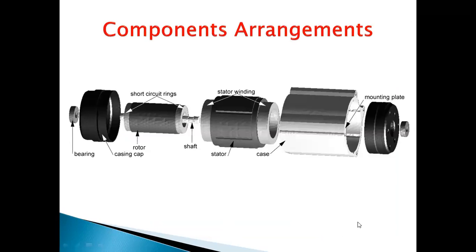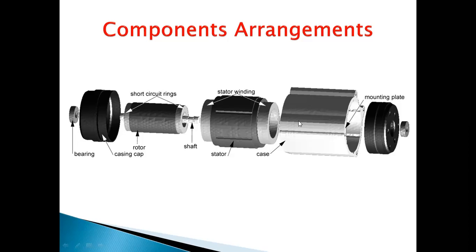So here you can see the component arrangement of the three-phase induction motor, how we are taking it. These are the bearings you are supposed to take on both sides. You can see this side, this side. After that, we are giving the casing cap. So you can say that as a yoke or the frame. After that, you are supposed to use the mounting plate.